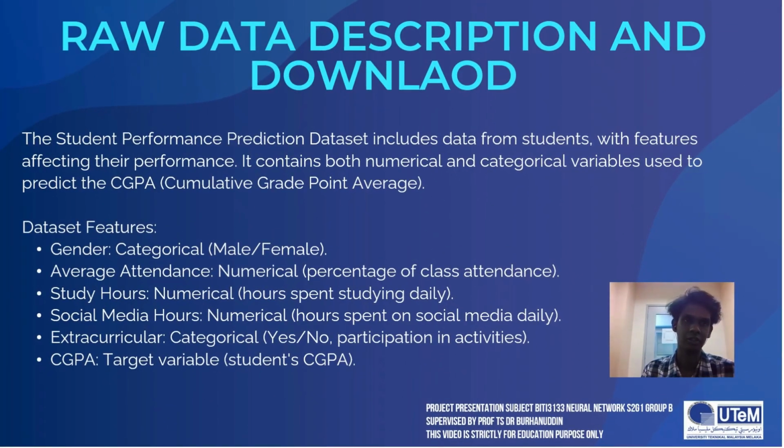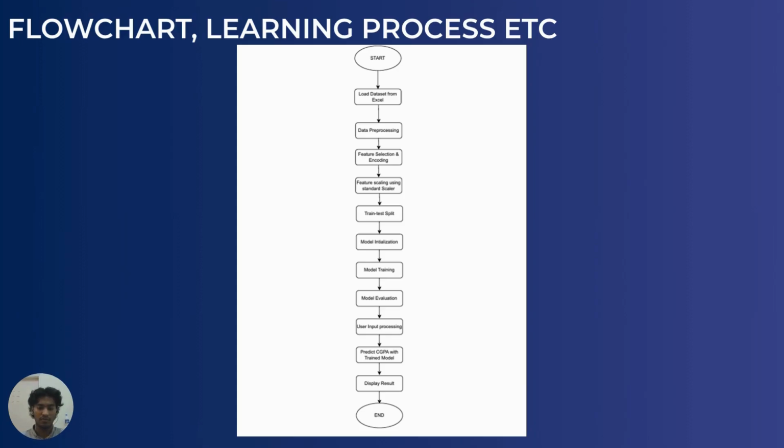And then the next will be raw data description and download. The data set we included is from students with features affecting their performance. It contains both numerical and categorical variables used to predict the CGPA, and then the dataset features gender, which is male and female, which is categorical, average attendance, numerical, study hours, numerical, social media hours, numerical, extracurricular, categorical, and CGPA. The flowchart that we use for the project will be 8 processes.